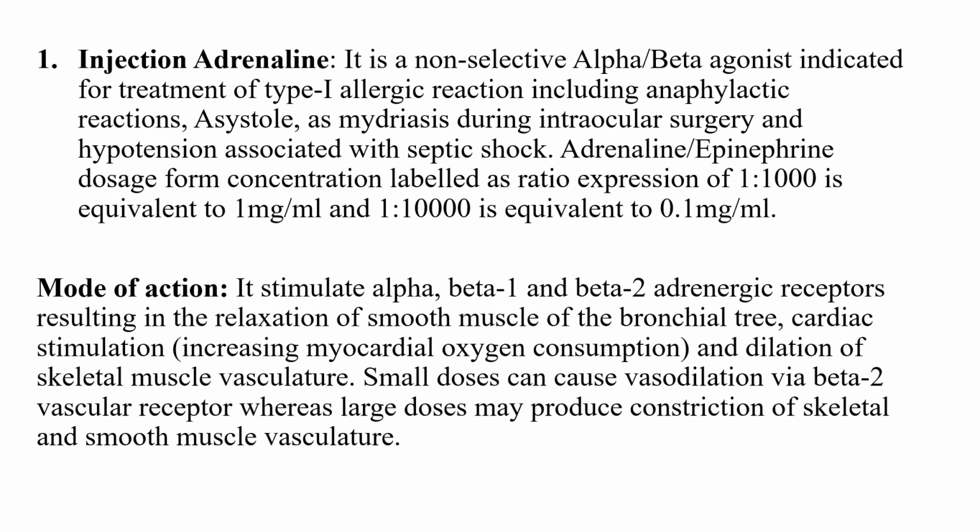It comes in two concentration forms, which is 1:1000, which is equivalent to 1 mg per ml, and the other form is 1:10,000, that is equivalent to 0.1 mg per ml. So the mode of action: it stimulates alpha and beta-1 and beta-2 adrenergic receptors, resulting in the relaxation of smooth muscles of the bronchial tree, cardiac stimulation, and dilation of the skeletal muscle vasculature. If we give small doses, it leads to vasodilation, and in large doses, it leads to vasoconstriction of smooth and skeletal muscles.